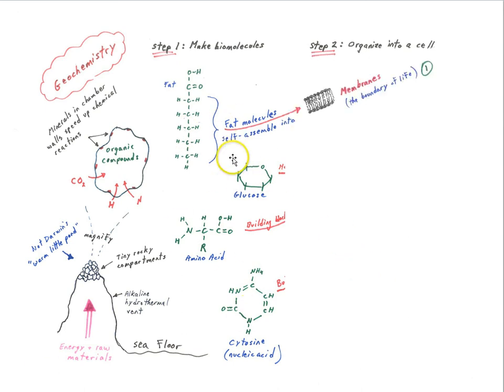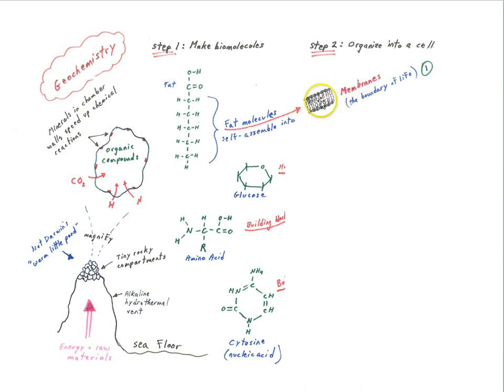But how do these molecules organize into a cell? Well, let's take fat molecules, for example. They have a very interesting property. When you take a lot of fat molecules and put them in water, they tend to associate. The tails of the molecules tend to associate with each other. They don't like water, in a sense. And if you have a highly concentrated bunch of fat molecules, then they assemble into these membrane-like structures. Well, these are precisely the membranes we find in cells.